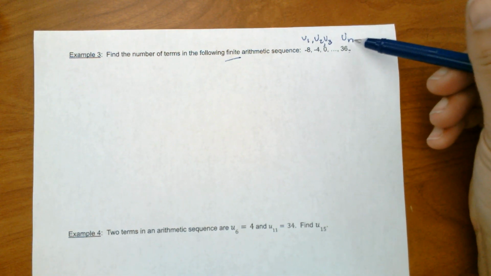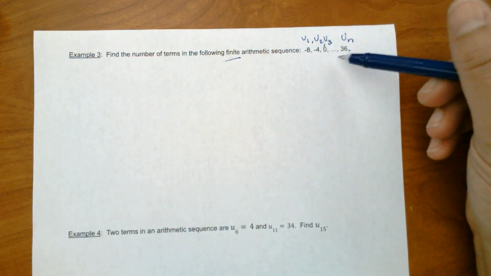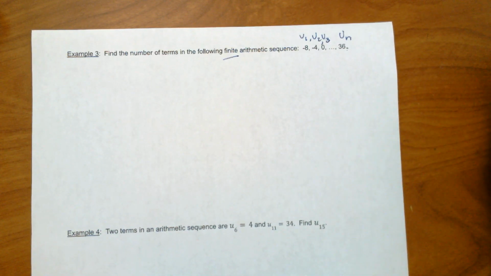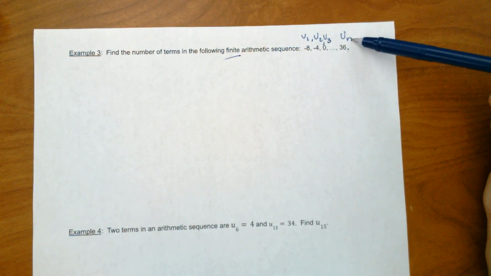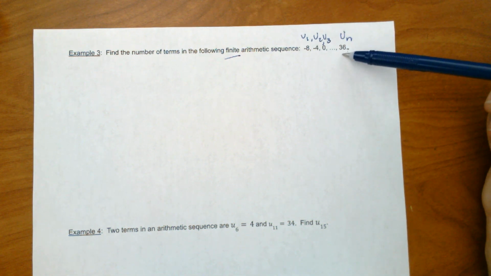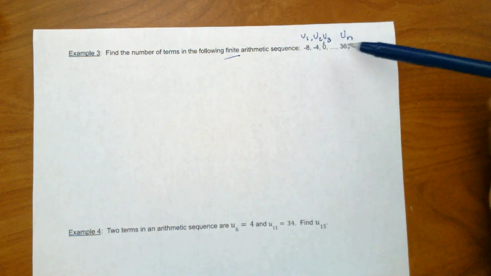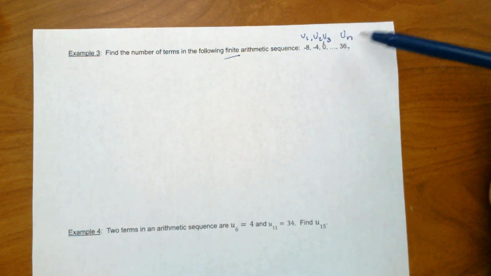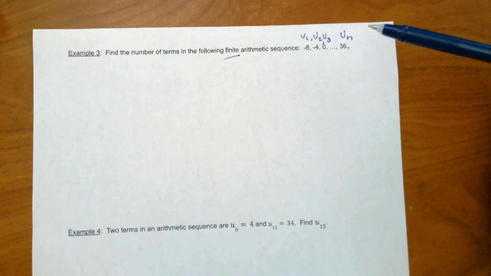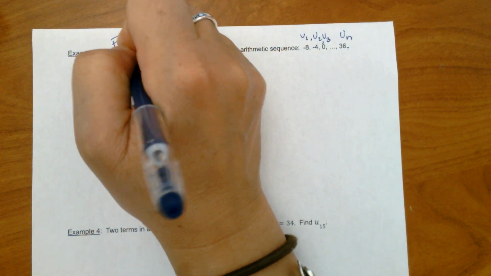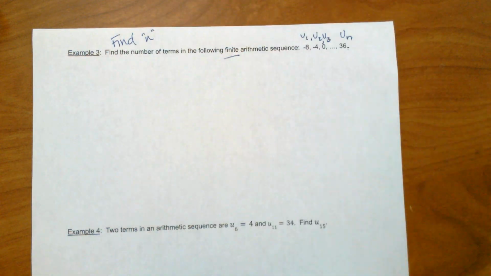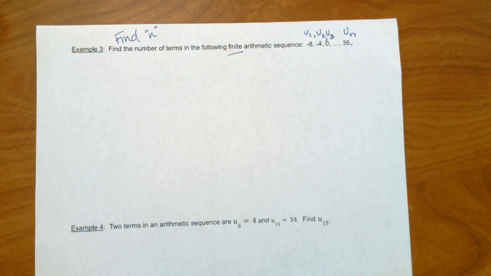So we don't know what this n value is. I have no idea, but we need to find it. Once we find the term number for 36, once we find where it stops, we know how many numbers we have in total. So we have to find n. That's what they're asking for us to do here. Find n. Okay. I'm going to use our formula.